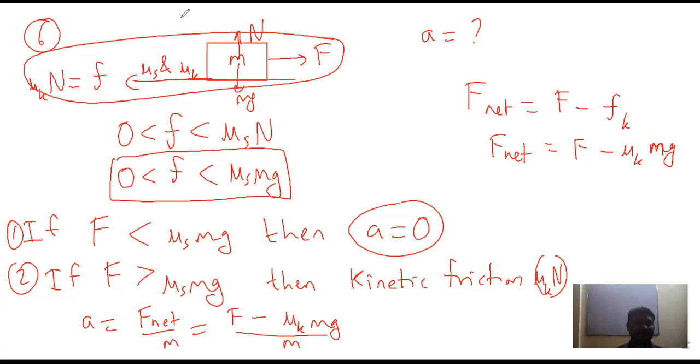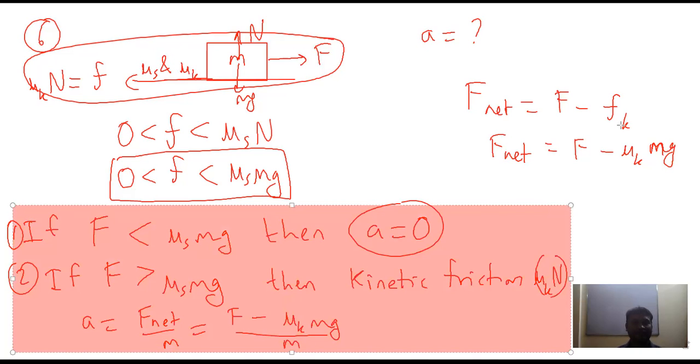So we can say these are the two answers to our question. If the force is less than mu s mg, acceleration is 0. If the force is greater than mu s mg, kinetic friction acts and acceleration will be F minus mu k mg upon mass m. So these are the questions which I think everyone would have understood. Let us move on to the next question, which is question 7.